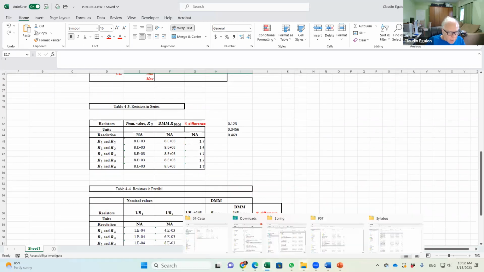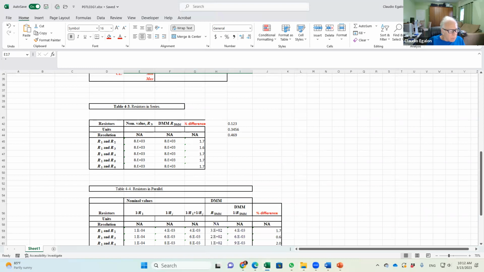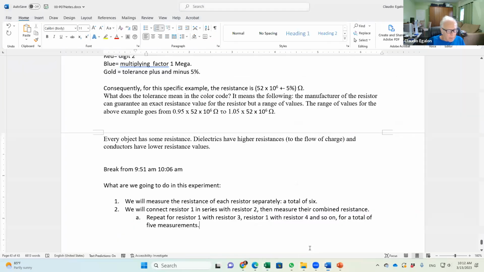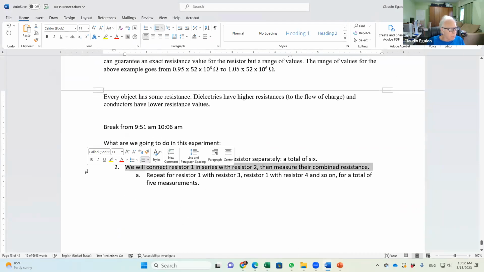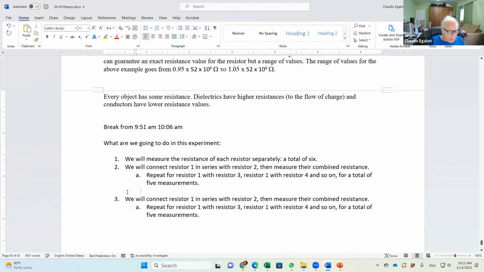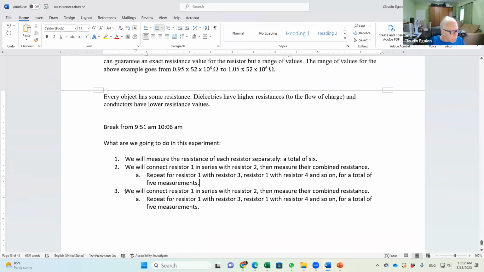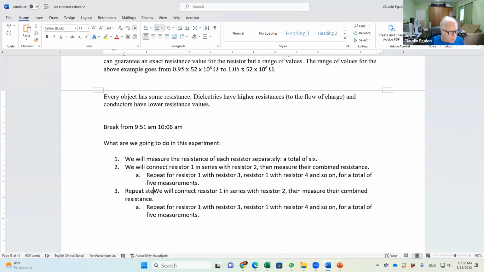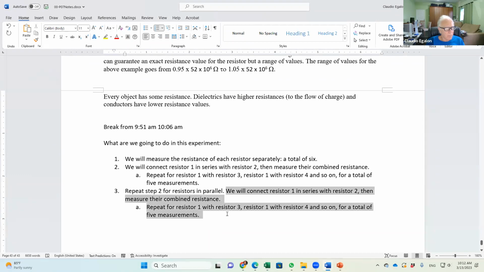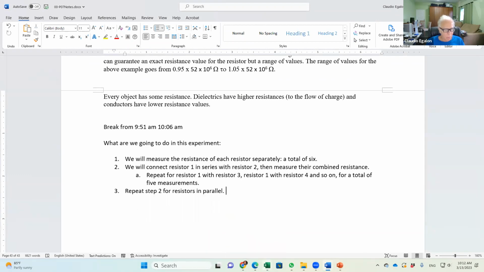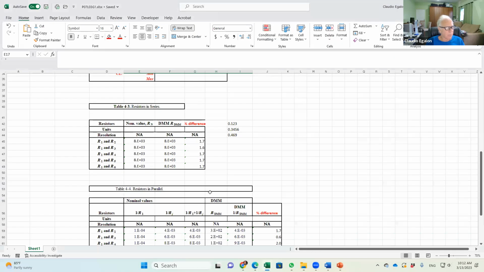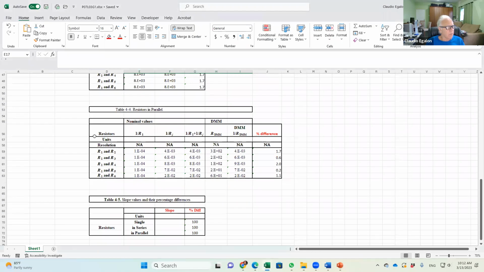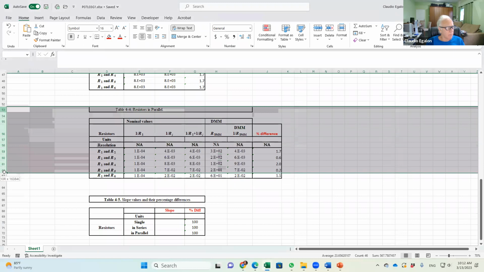And then we are going to repeat and do the same for resistors in parallel. Repeat step 2 for resistors in parallel. And that's what this other table is all about.